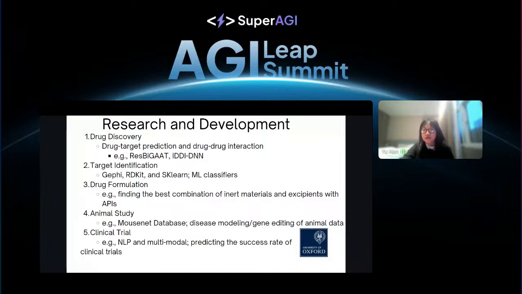In the pharmacy world, there is drug formulation. Basically, this area is about finding the optimal combination of inert materials and APIs, and there are more breakthroughs happening in preclinical research and clinical trials. Innovative approaches utilizing NLP, natural language processing, and multimodal techniques come into play. These technologies help predict the success rate of clinical trials and provide valuable insights for more informed decision-making in drug development.